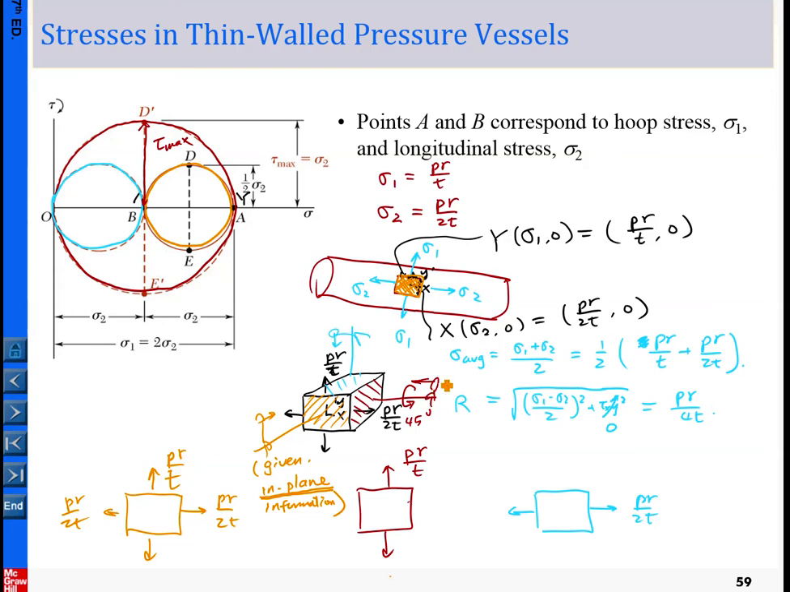So this viewpoint is called the out-of-plane. This is also called the out-of-plane. The maximum shear stress in the pressure vessel happens in one out-of-plane view. Okay, so keep this in mind.